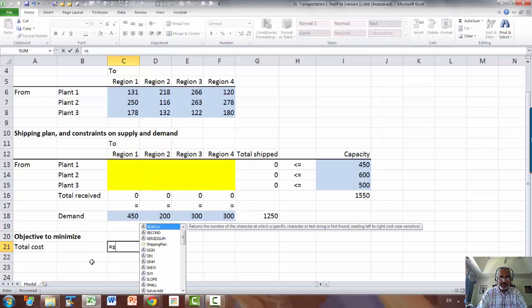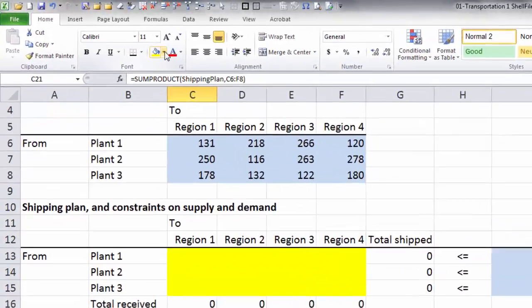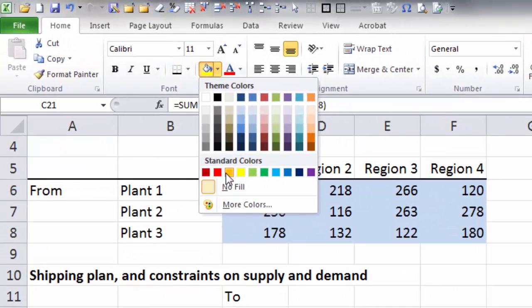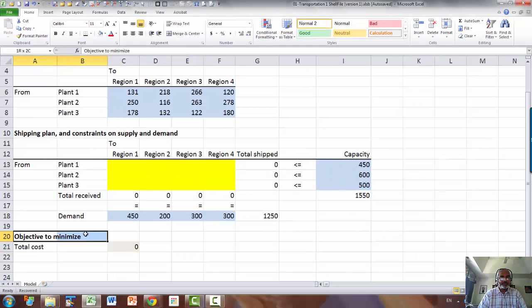What we have to minimize, the objective, is the shipping cost. So that would be the sum product of the shipments that we will be making, the shipping plan, with cost of shipping per unit. That will give us the total cost, and this is what we need to minimize. So let's color code it like that.